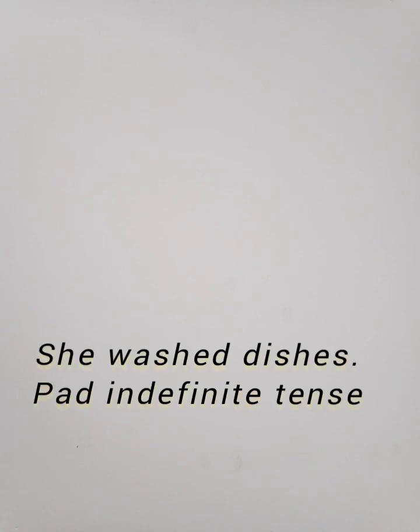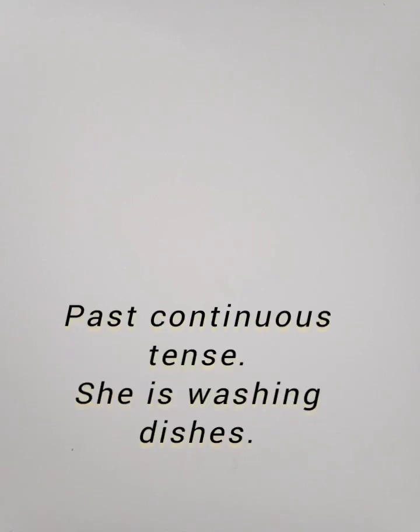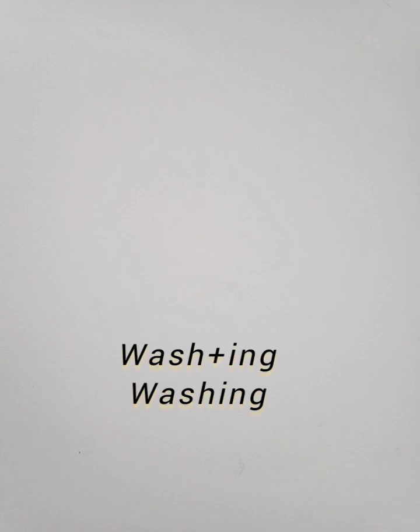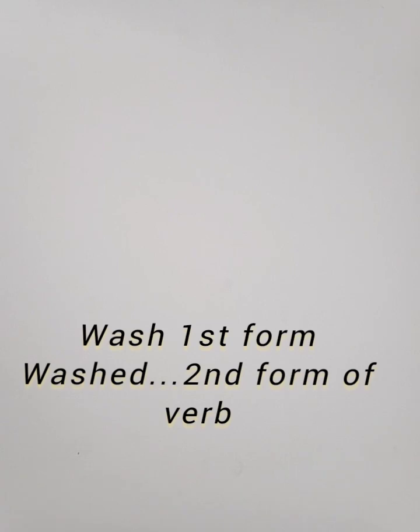For example, second verb is wash. In past indefinite tense, she washed dishes. In past continuous tense, she was washing dishes. When we use the verb in past continuous tense, it will be in its first form, work, and ing is added along with first form of verb, and helping verb were or was are used.